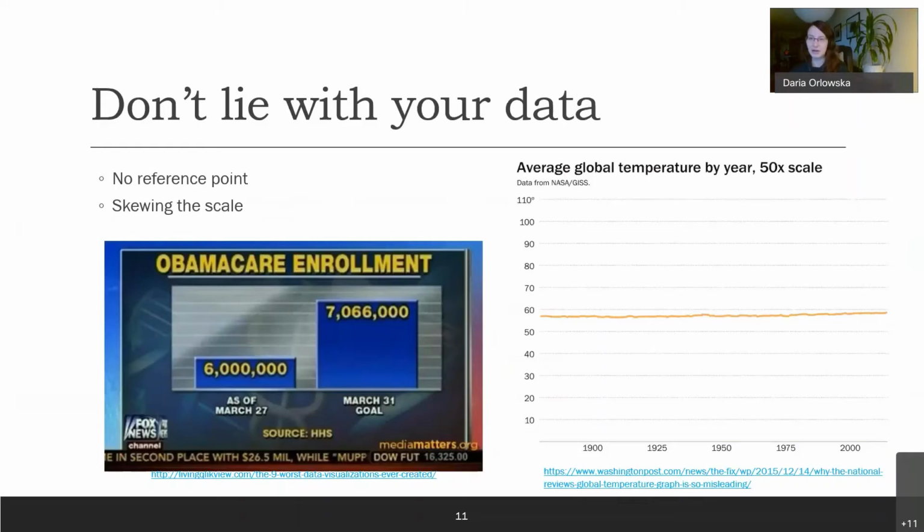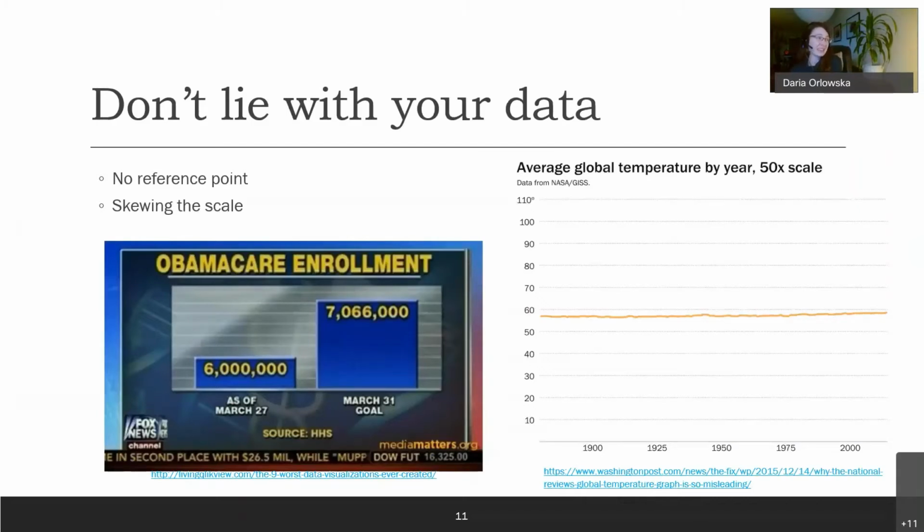Last category of good tips is don't lie with your data. It is actually very easy to lie with your data, and we ask that you make a good effort to try not to do that. We talked about some of the things that can be problematic, like not having a reference point, something that doesn't scale well, and doesn't start with 0.